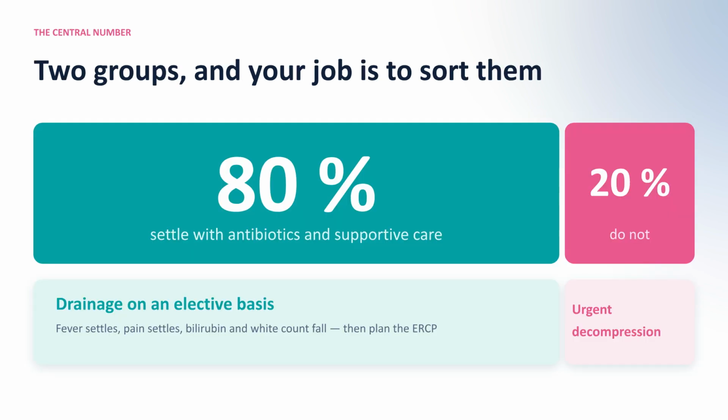Here is the number that organizes this whole topic. About 80% of patients with acute cholangitis respond to antibiotics and supportive care. They defervesce, their pain settles, their bilirubin and white count come down, and their biliary drainage can be done on an elective basis. About 20% do not. Those patients need urgent biliary decompression, usually by ERCP. So your job at the bedside is not really to diagnose cholangitis. You will do that in the first hour with the criteria we just covered.